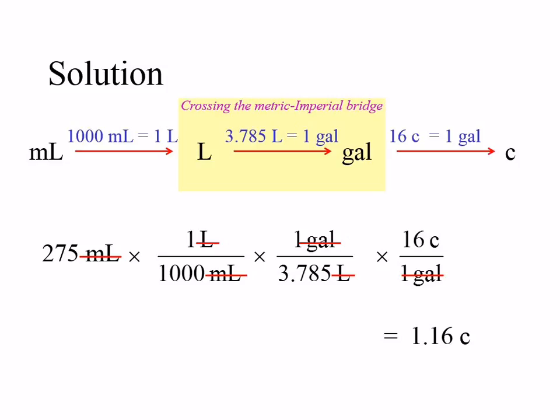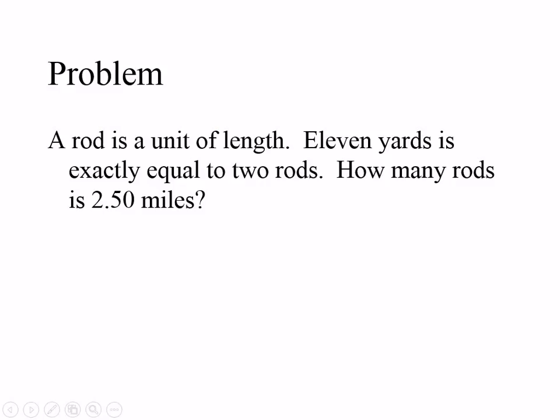All right, that's about as complicated as I want to get, other than, now I have a few things to follow up conversions wise. Now this is a little bit different. You're like, I've never heard of a rod, but a rod is a legitimate unit in the English system of length. 11 yards is exactly equal to 2 rods. How many rods are there in 2.50 miles?